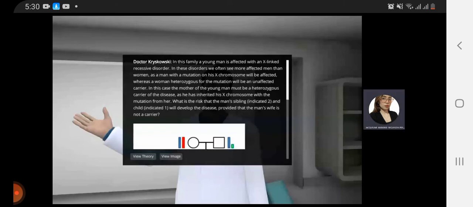What is the risk that the man's sibling and child will develop the disease, provided that the man's wife is not a carrier?